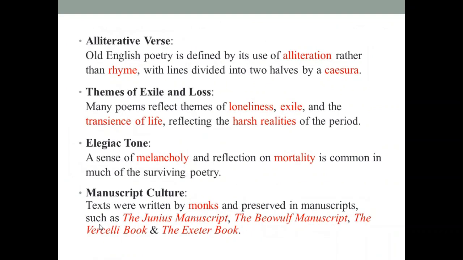The next feature is alliterative words. Old English poetry is defined by its use of alliteration. We find more of this figure of speech, alliteration. That is the occurrence of the same letter or sound in the beginning of each word. So, rather than rhyme, we find more alliteration in Old English poetry.